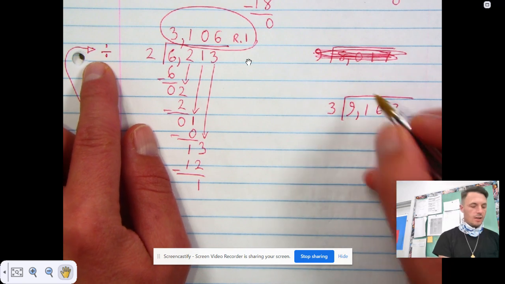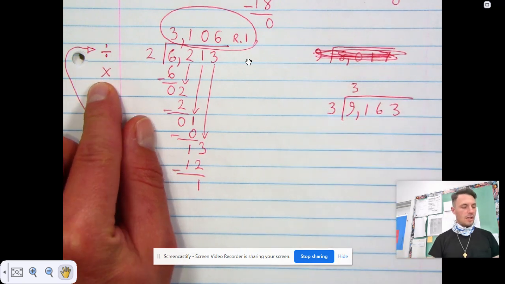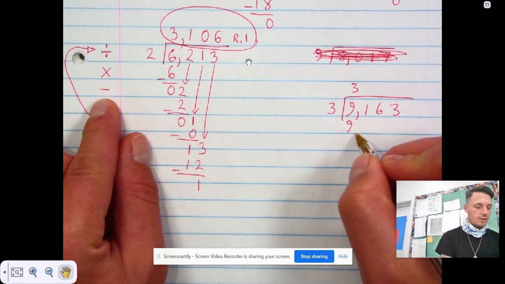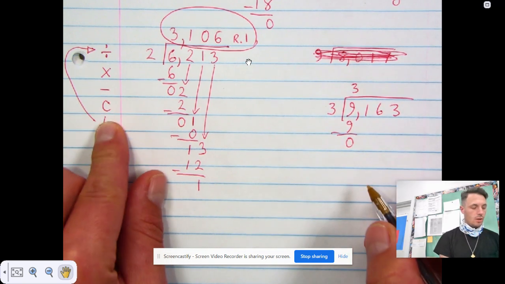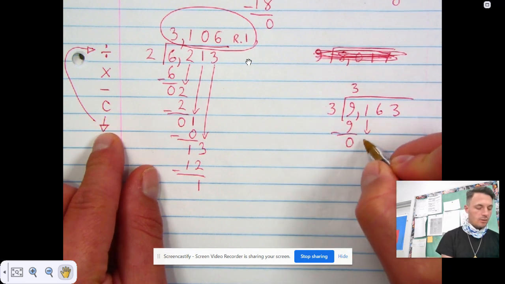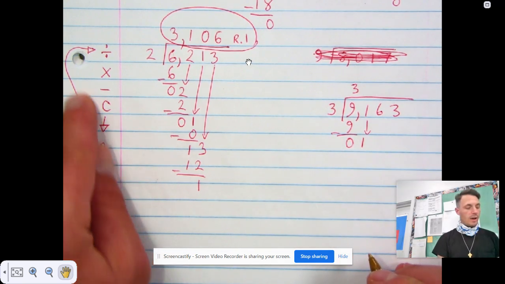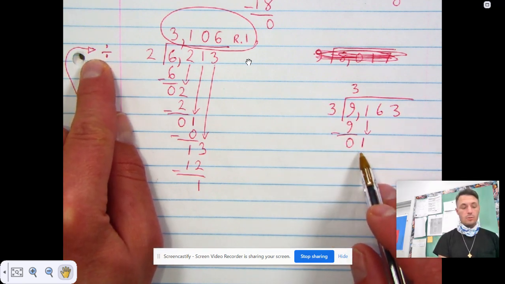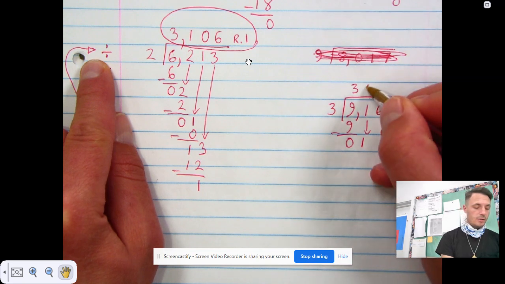3 can fit into 9 3 times. Now we multiply. 3 times 3 equals 9. Now we subtract. 9 minus 9 equals 0. Now we compare. Is 0 smaller than 1? Yes. Now we bring down. Now we go back to divide. 3 can't fit into 1. So 3 can fit into 1 0 times.